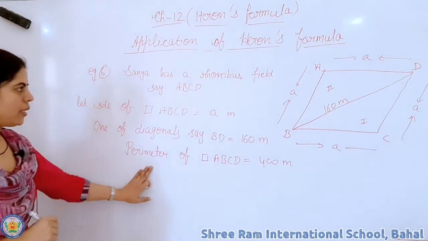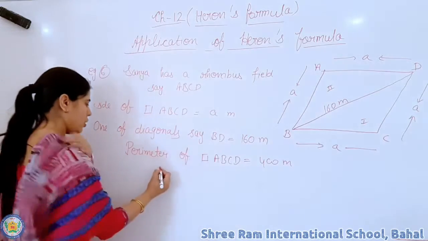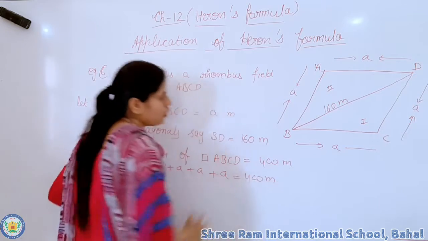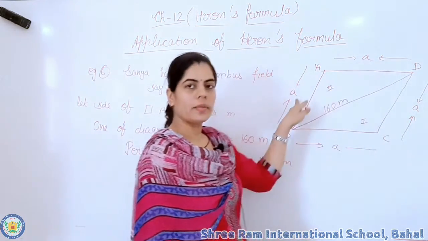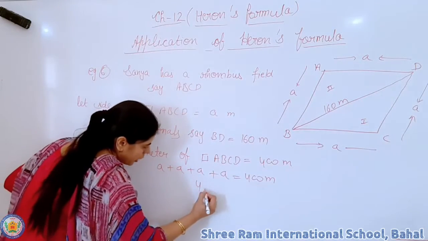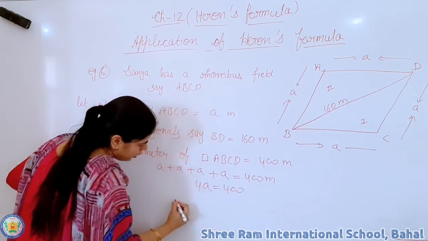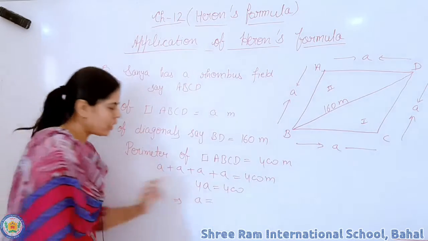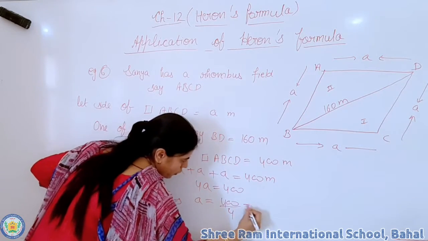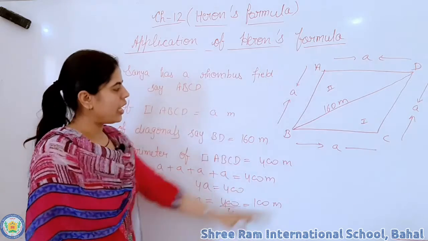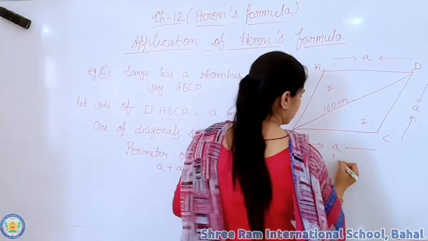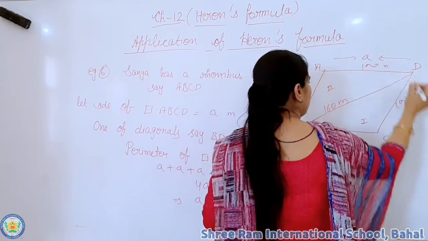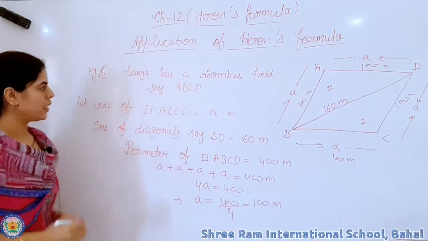What is the perimeter? The addition of all sides. A plus A plus A plus A is equal to 400 meter. That means 4A is equal to 400 meter. This implies A is equal to 400 divided by 4, which is equal to 100 meter. That means the length of each side is 100 meter. This is 100 meter, this is also 100, this is also 100 and this is also 100 meter. Clear?